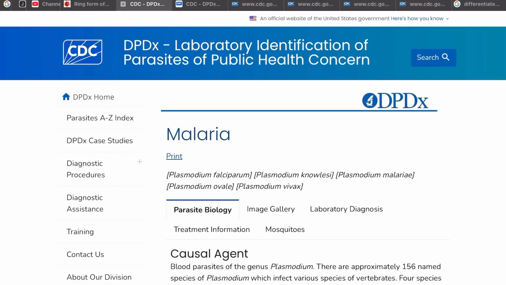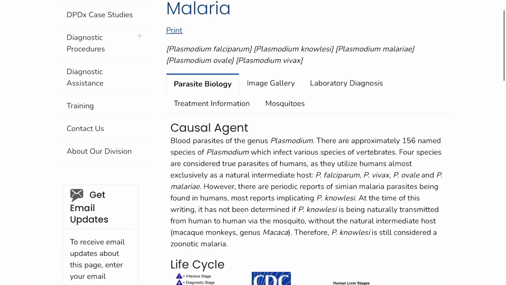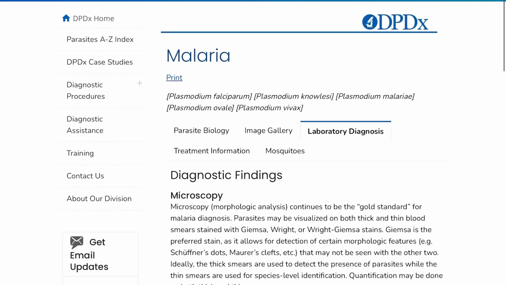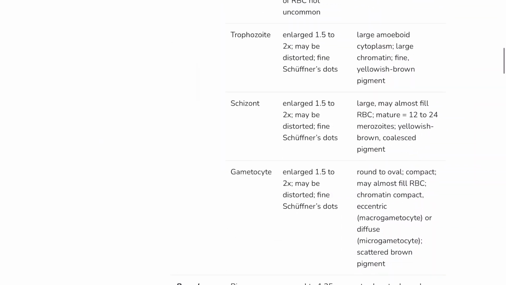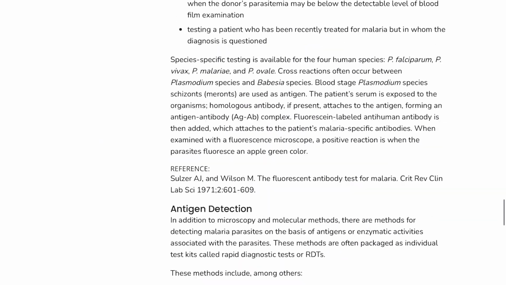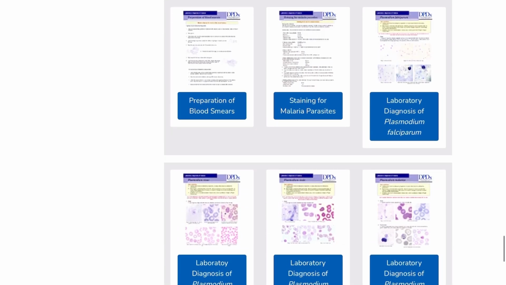When I say more in depth, that means at a microscopic level. On the CDC website, if you search for malaria, at the very bottom you will find the bench aids. That's where I want you to be. In there, you have different types of bench aids that can help you diagnose malaria. So let's start with falciparum.